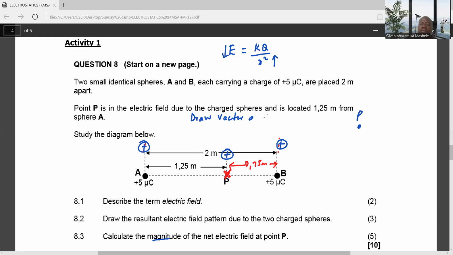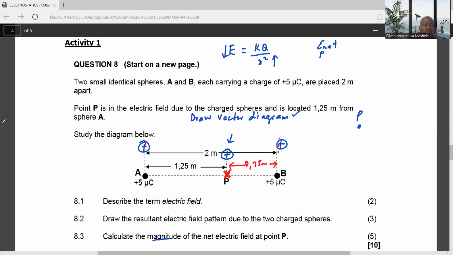We have to draw a vector diagram or a free body diagram to represent the direction of the electric field strength at that point. Remember I said when you are calculating electric field at a point, you have to place a positive test charge at that point, as the definition says: the electrostatic force experienced per unit positive charge placed at that point. So if we want to calculate the electric field at point P, we need to place a positive charge at that point. So we want to calculate E net at P. And how do we do that? We place the positive charge at that point.